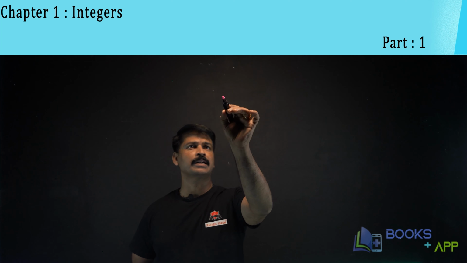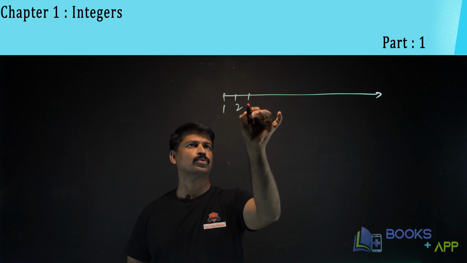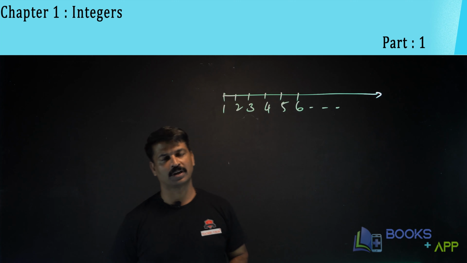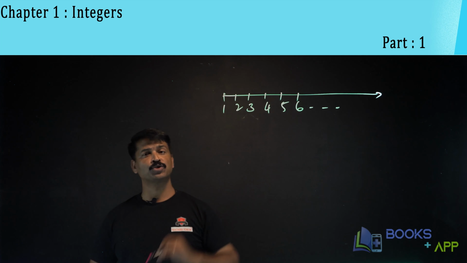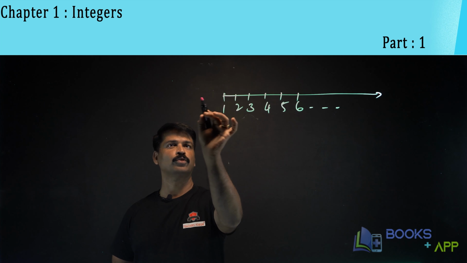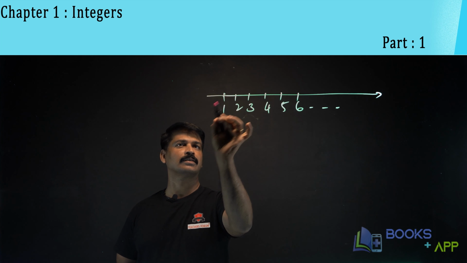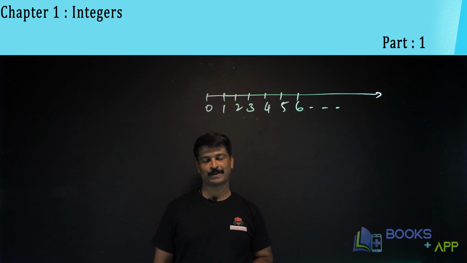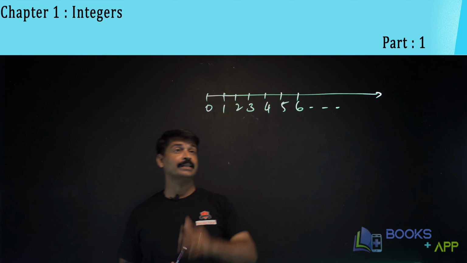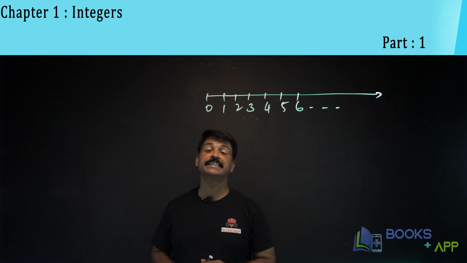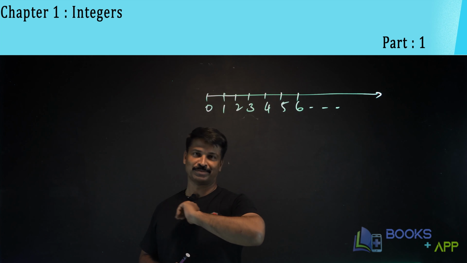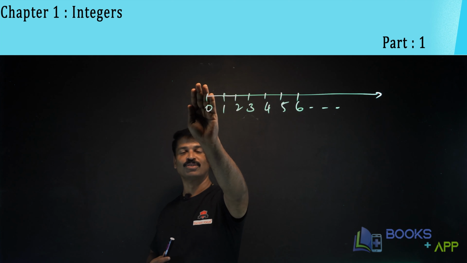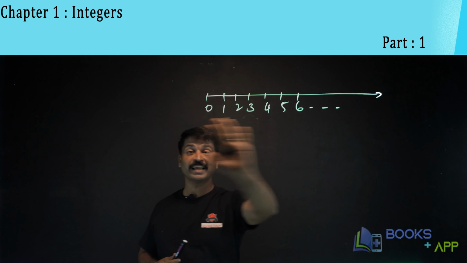Okay, so in a number line, 1, 2, 3, 4, 5, 6, etc. These are called natural numbers. Now, along with the natural numbers, if you add 0, that is called whole numbers. So, whole numbers are 0, 1, 2, 3, 4, 5, 6, etc. Now, what do you think? Whether all natural numbers are whole numbers? Yes, all natural numbers are whole numbers. But every whole number is not a natural number. For example, 0 is a whole number, but that is not a natural number.